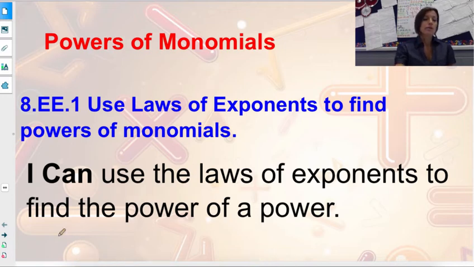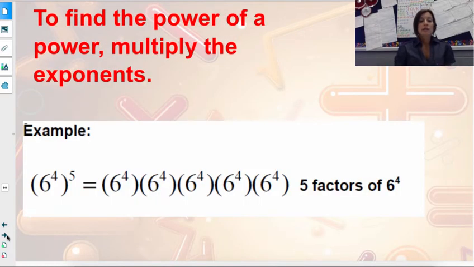And here we go. Tonight's lesson is kind of an extension on what we talked about in multiplying and dividing monomials. Now we're just going to add on one more step. It says to find the power of a power, we're going to multiply the exponents. So we need to write "multiply the exponents" on the line in our notes.